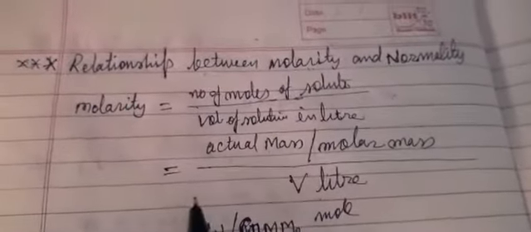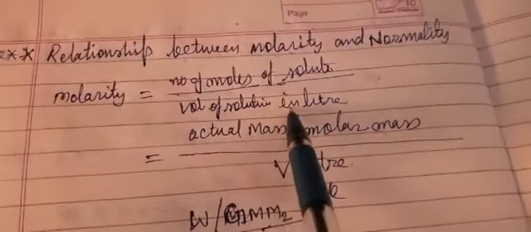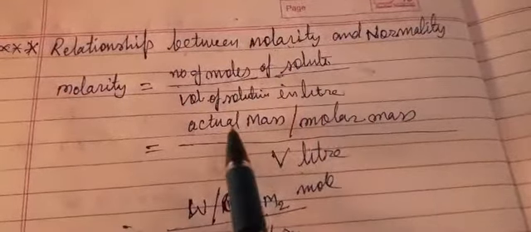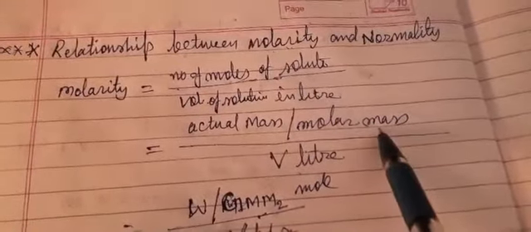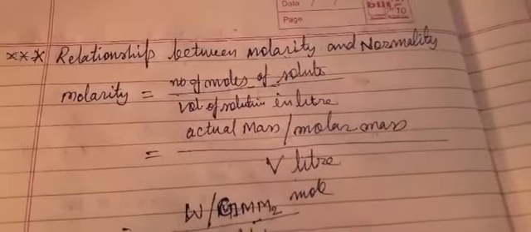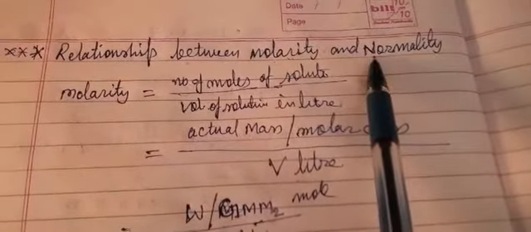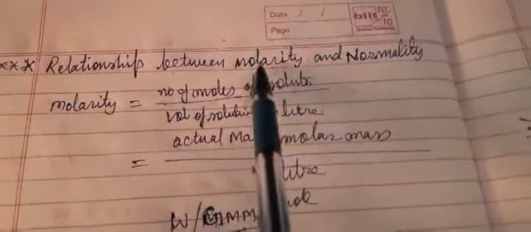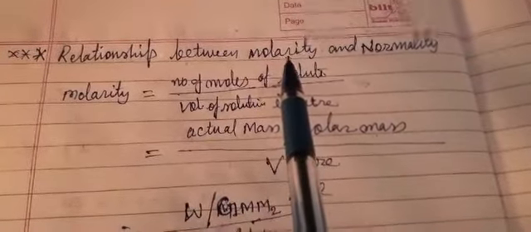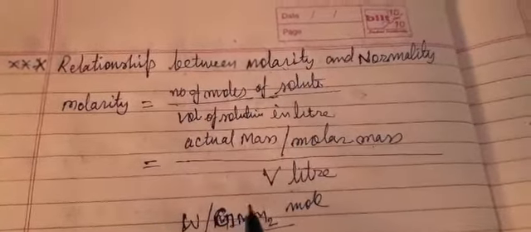So first of all, we should know what is molarity. Molarity is nothing but the number of moles per liter of the solution. So that we have written, and the number of moles of the solute is what? Actual mass divided by molar mass. Whereas we have assumed that the volume of the solution must be V liter, because we will be calculating the molarity and normality for the same solution. And this relation is applicable for the same solution, not with a different solution. So this is the relationship of molarity and normality for the same solution.